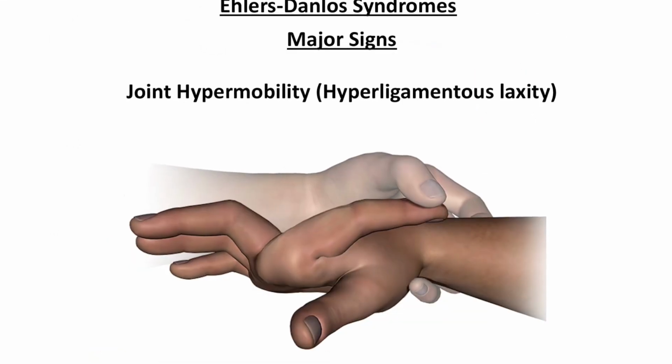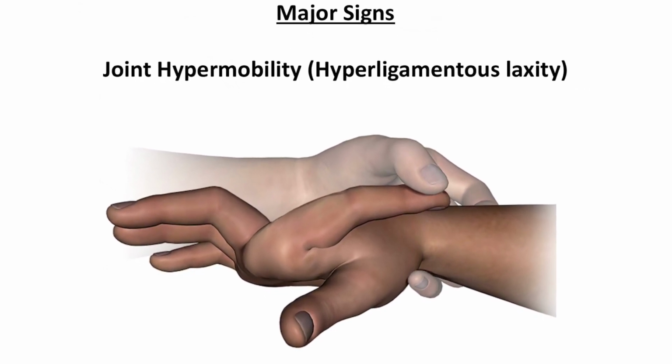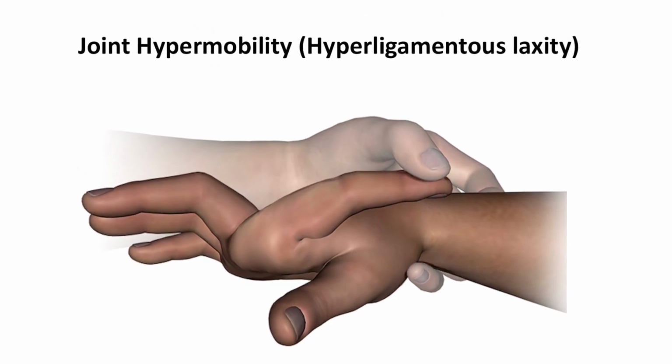Here, the hypermobility is again demonstrated by the extraordinary hyperextension of the index ray, such that the patient can place the fingernail on top of the proximal dorsal wrist.